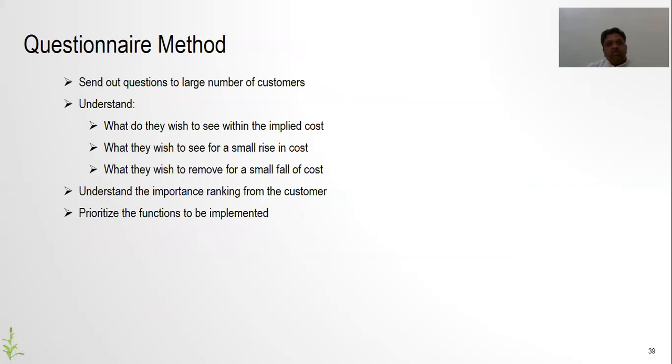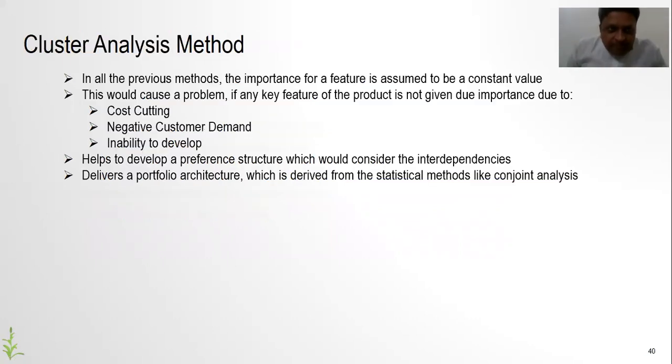Questionnaire method: send out the questions to a large number of customers. Understand what they wish to see within the implied cost, what they wish to see for a small rise in the cost, and what they wish to remove for a small fall in the cost. Understand the importance ranking from the customer, and prioritize the functions to be implemented.